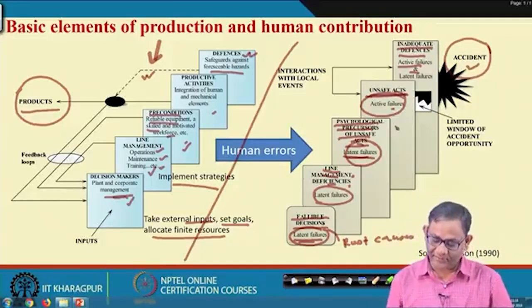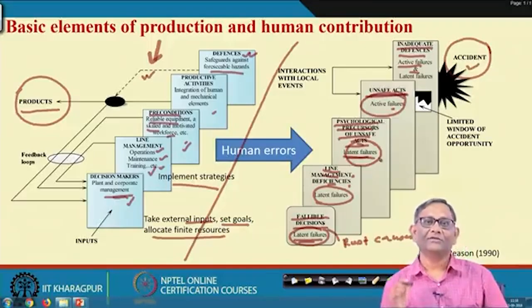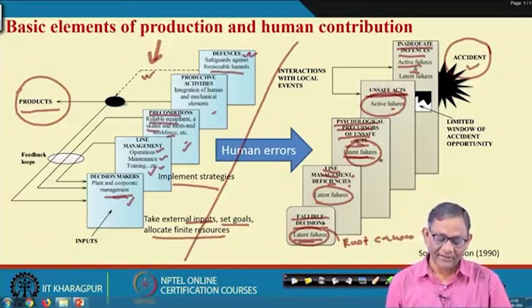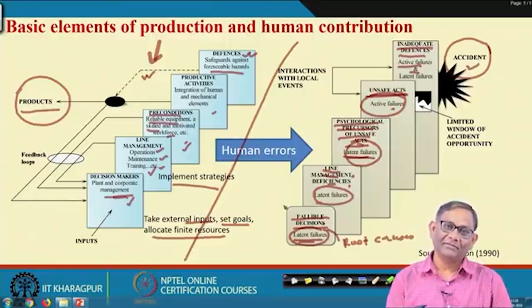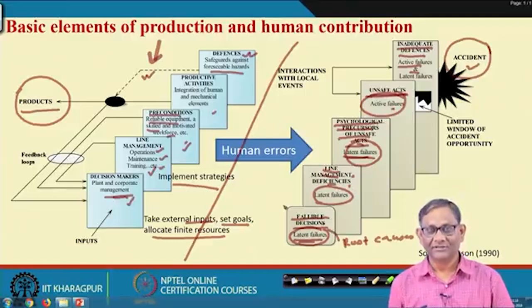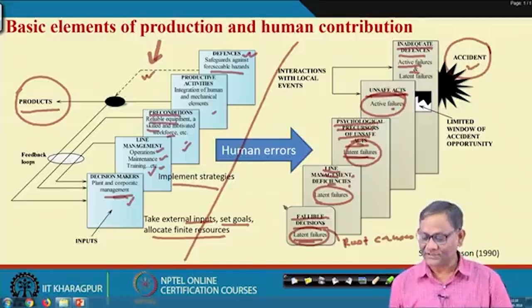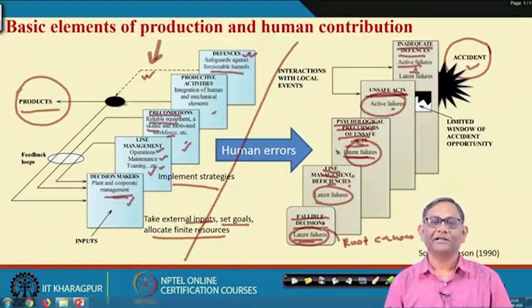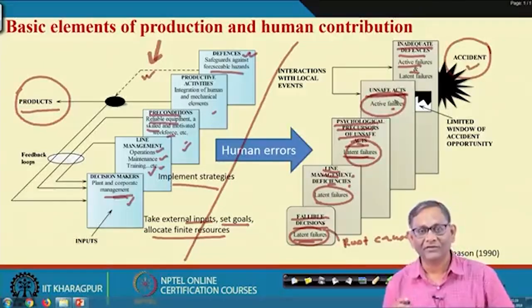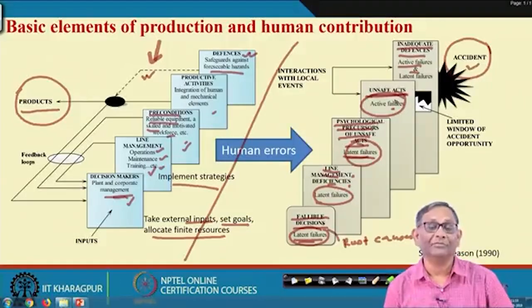From this explanation, what I wanted to put in front of you is that human errors can occur not only at the worker level but at all levels, though their responsibilities and actions are different. So if you analyze an accident, you will find that at some levels in the organization there is human involvement, and a human error is committed.